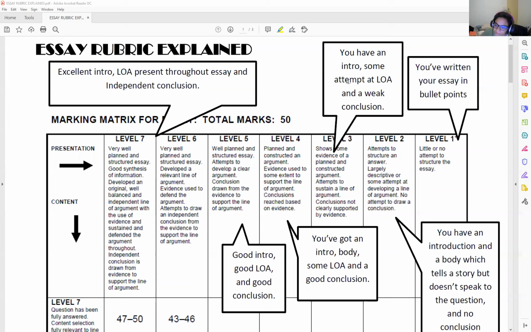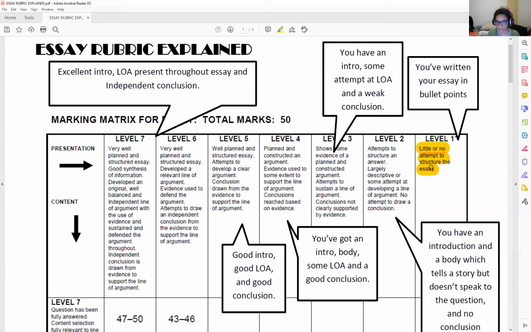So over here, let's have a look at a level 1 for presentation. It says little or no attempt to structure the essay. I have received a few of these from my own students where basically they did not study. They remember a splattering of information here and there, and what they end up doing is they just have one big paragraph of words. Whatever they could remember, they just throw that on the page and hope they get a mark for it.